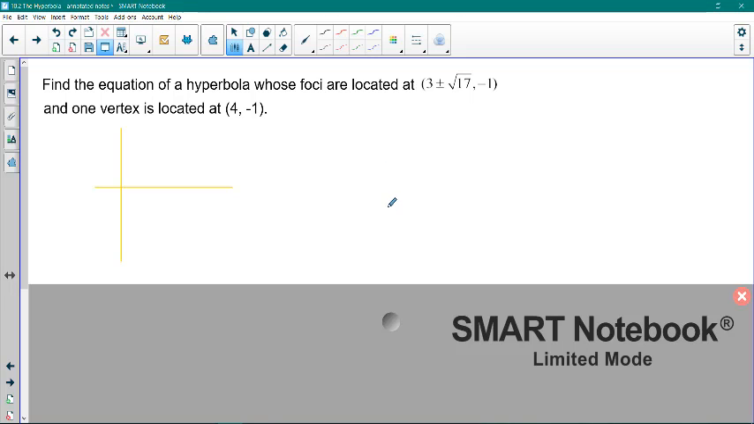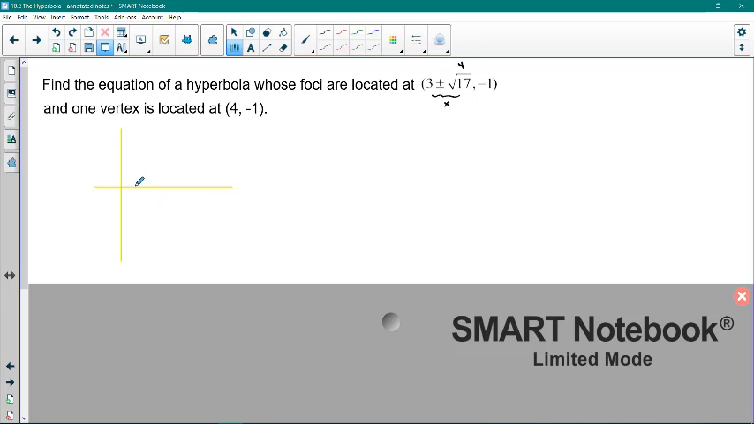Now for one that's very much like a puzzle, the one where we have to find the equation given some of the information. So we're told the foci are located at 3 plus or minus the square root of 17, negative 1. All right, so the change happened in the x. So we were at 3, we went plus the square root of 17, minus the square root of 17. In fact, that's about 4, a little bit more than 4.